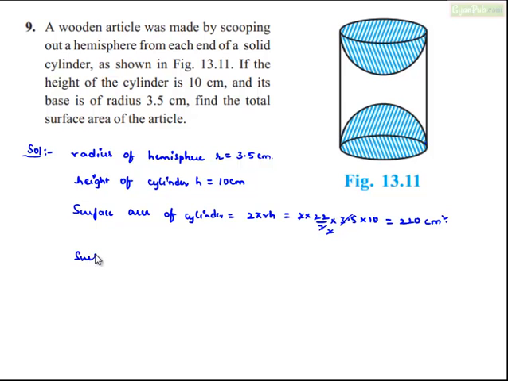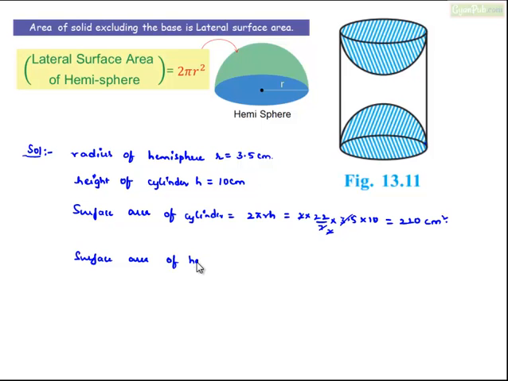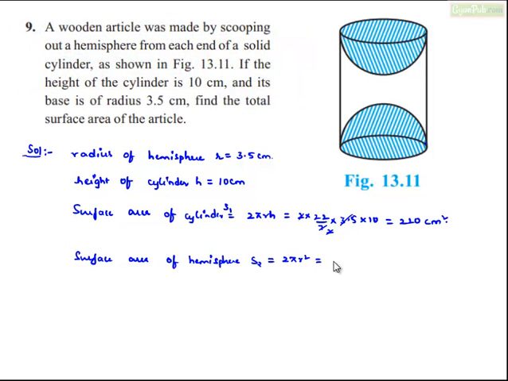Now we also get the surface area of hemisphere, that is S2 is equal to, let this cylinder be S1, S2 will be equal to 2 pi r square, which is 2 times 22 by 7 times r square is 3.5 times 3.5. Here 3.5 goes in 7 2 times and 2 goes into 1 time, and the 22 times 3.5 is 77 centimeter square.